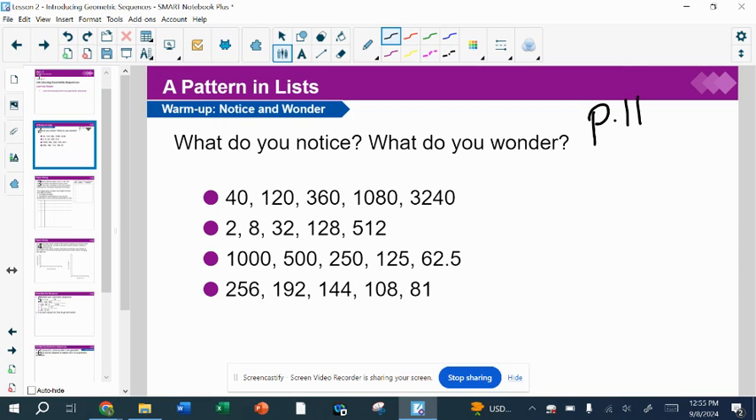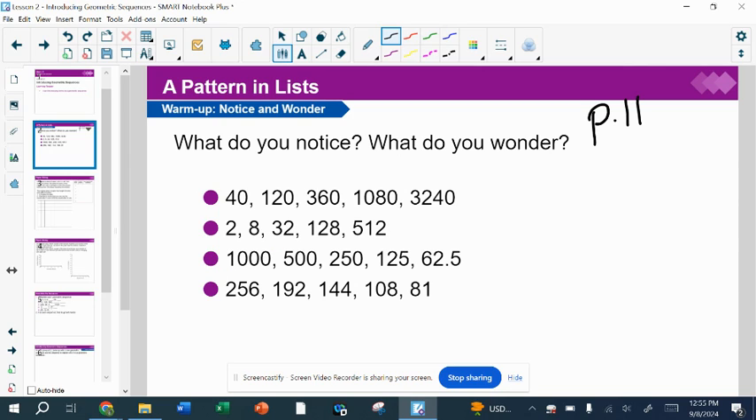One of the things that we do in here often is this notice and wonder. So I need you to take a look at these 4 different sequences. A sequence is just a list of numbers in some kind of a pattern. And notice something, wonder something about them.